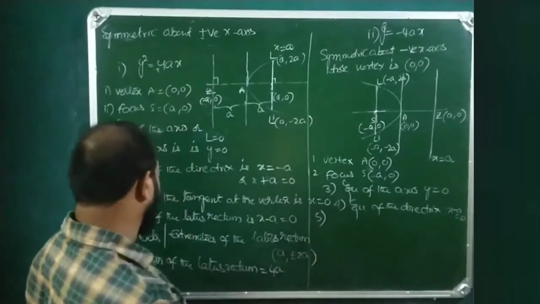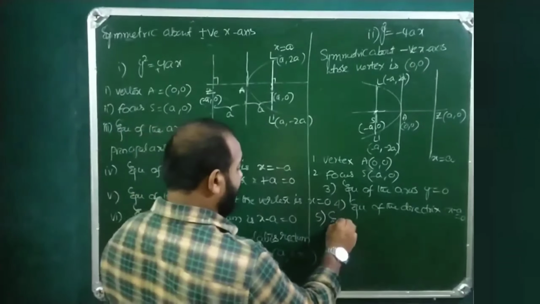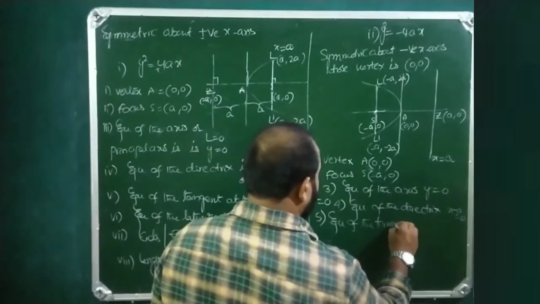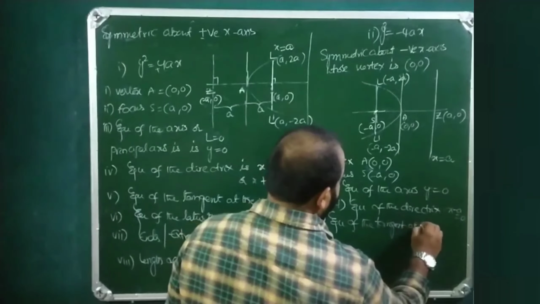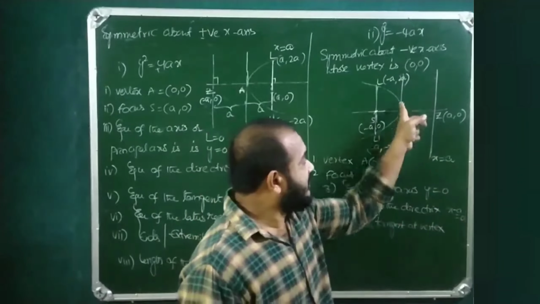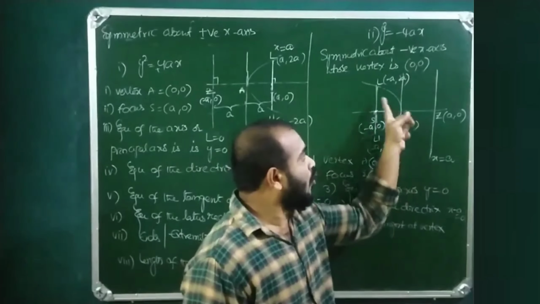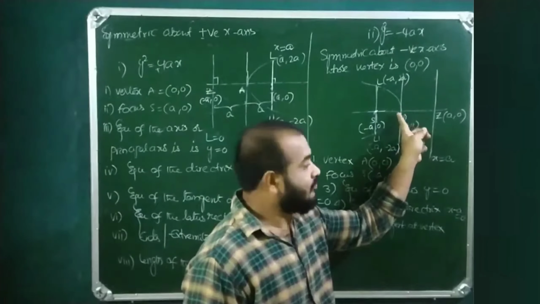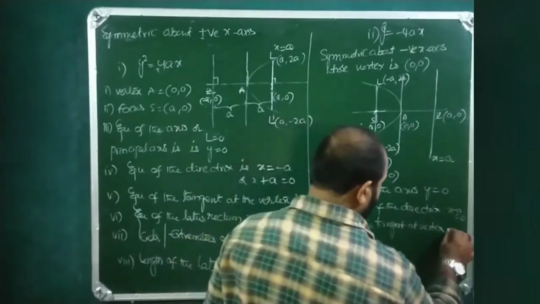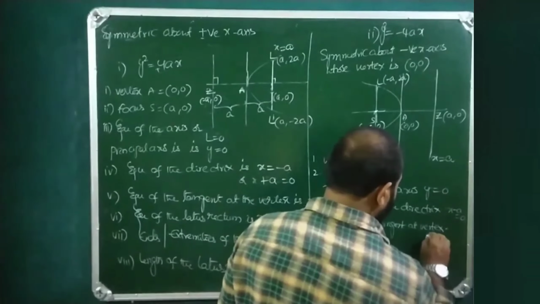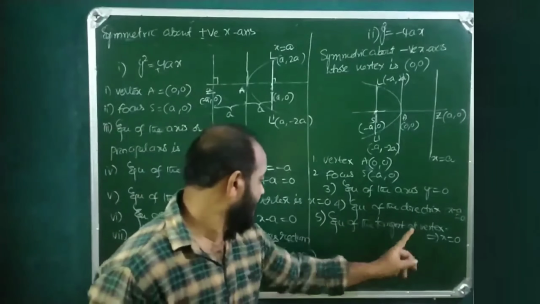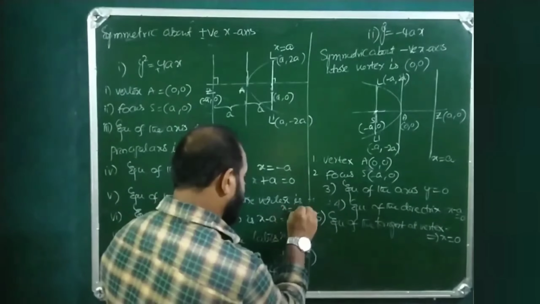Fifth point, equation of the tangent at the vertex. This line is acting like a tangent of this parabola at the vertex. So what is this? This is the y-axis. That is x equals 0. So there is no change here as well as here. So this is x equals 0, right?